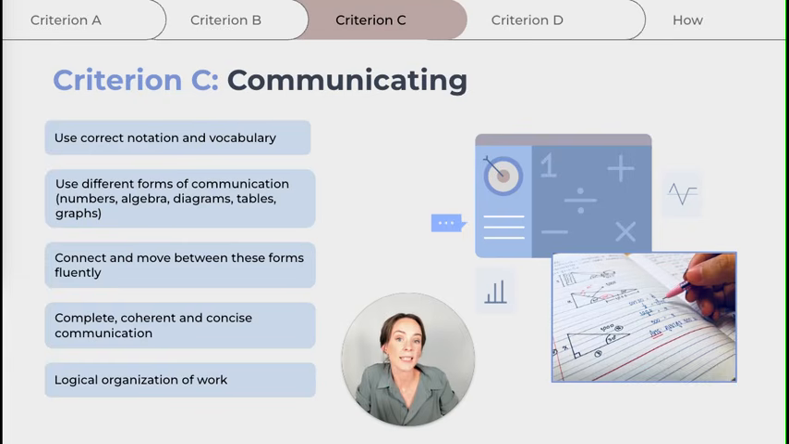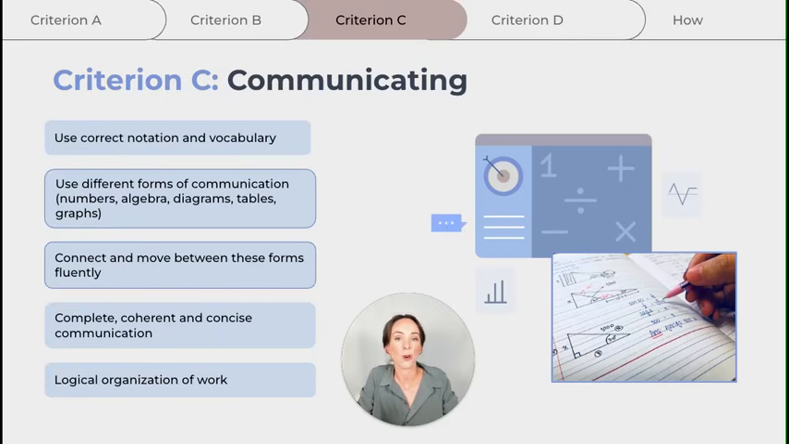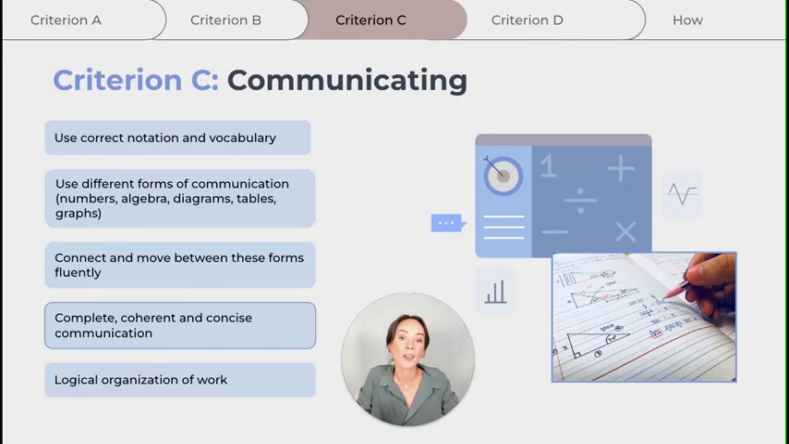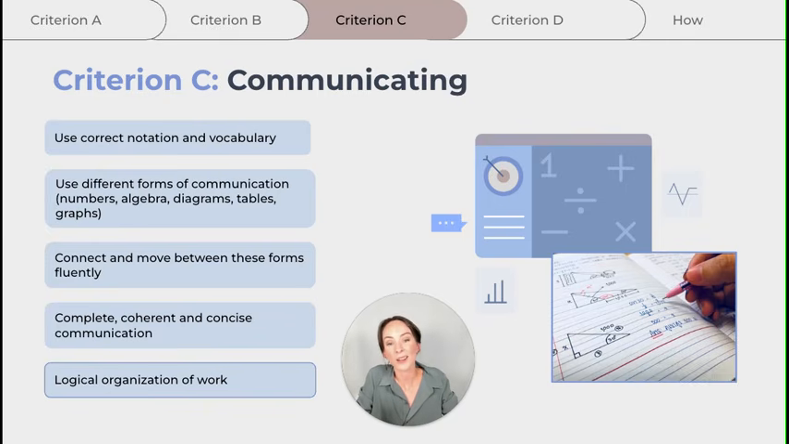In criterion C, communicating, the focus is on how effectively students can express their mathematical ideas. The aim is to become fluent in the language and structure of mathematics. Students are required to use correct notation and vocabulary, use and move between different forms of communication, such as algebra or tables or graphs, communicate in complete, coherent, and concise ways, and organize their work logically. Criterion C is often paired with one of the other criteria, rather than being a standalone assessment.